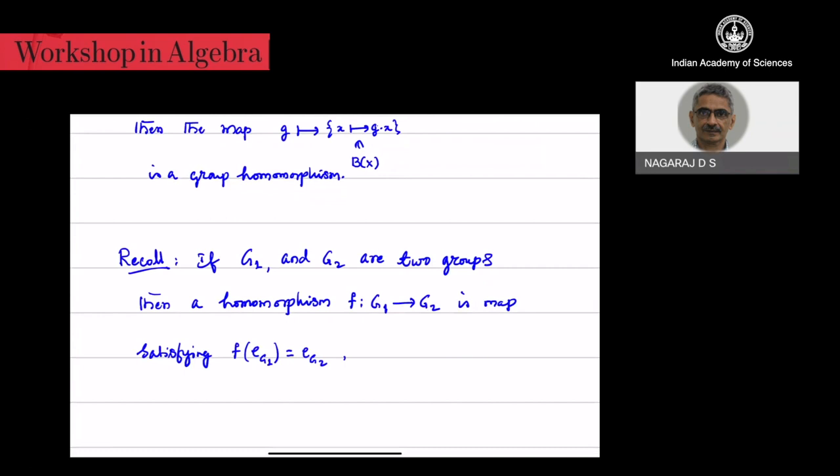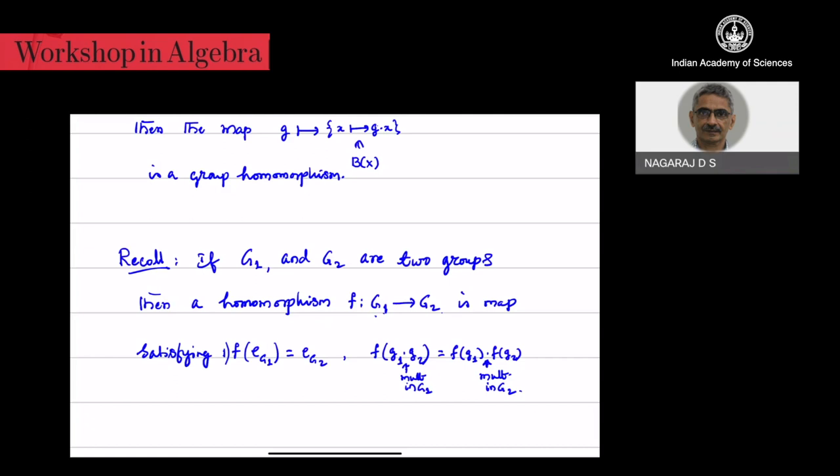And it maps f of g1 dot g2, where this multiplication is multiplication in G1, so take two elements in G1, multiply them, and look at the image. This is the same thing as f of g1 times f of g2. We have two elements, take their multiplication; this is in G2. A group homomorphism is a map f from G1 to G2 satisfying these two properties. One is that it takes identity element to identity, and it preserves the multiplication: it takes multiplication in the first group to multiplication in the second group. That's what it means.